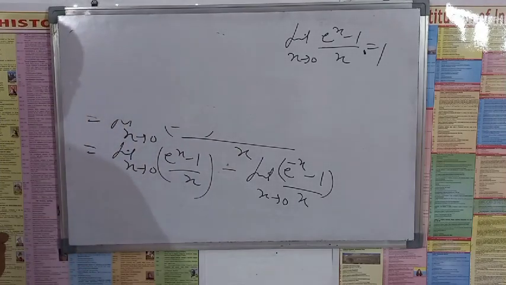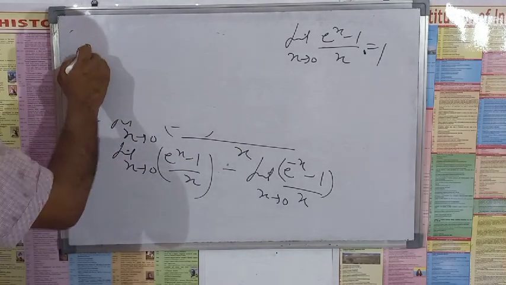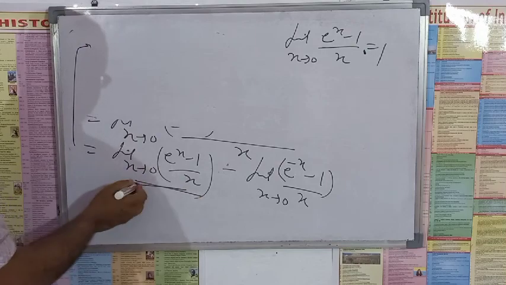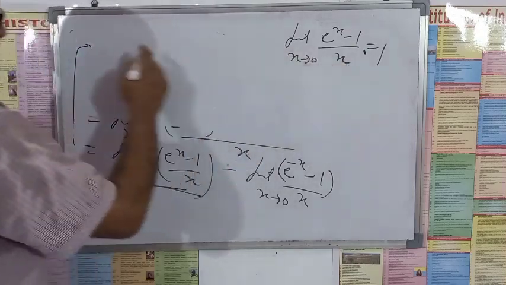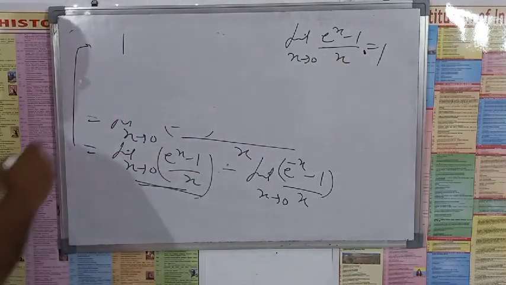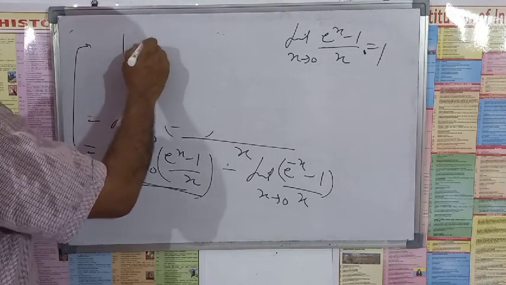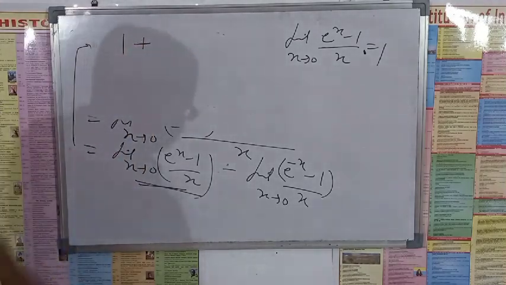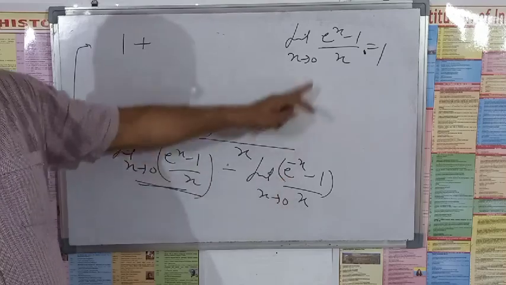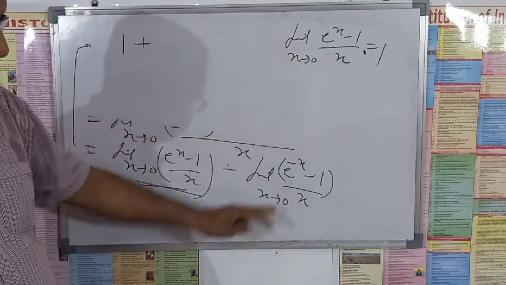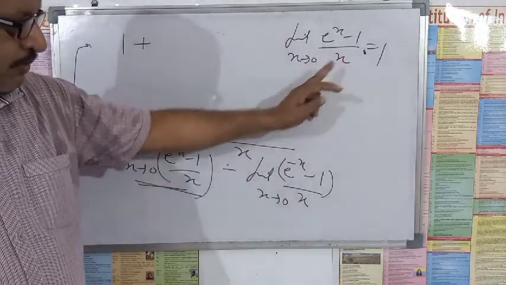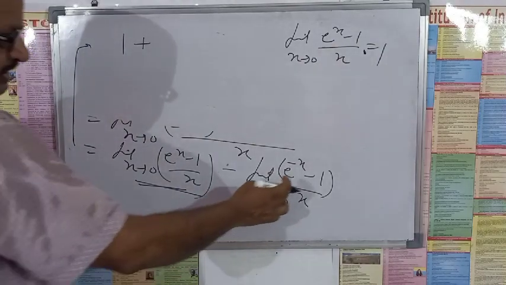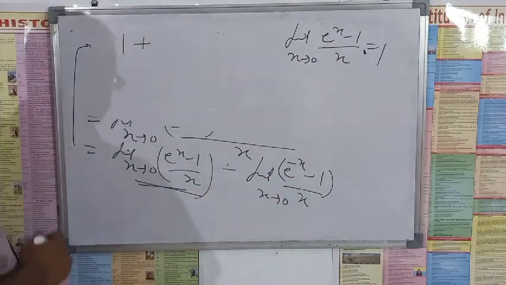Now take the limit. What is the value of this limit? Using this result, we can write 1 plus, here limit e to the power minus x is there, and here e to the power plus x, minus 1 upon x. So what will be this limit?